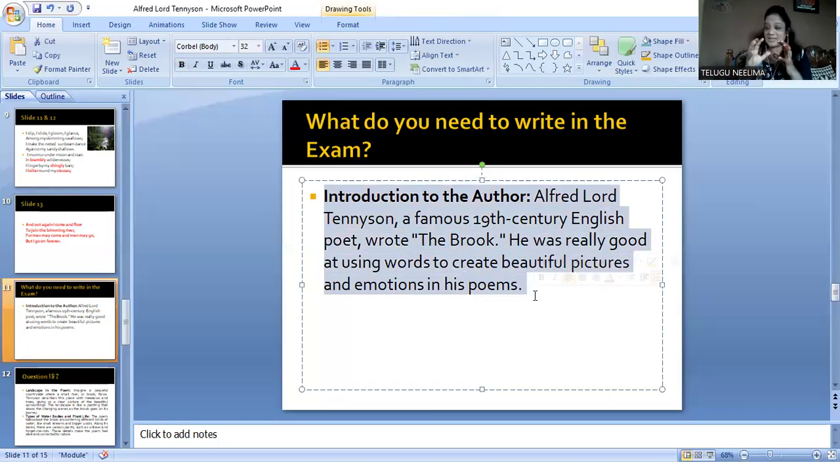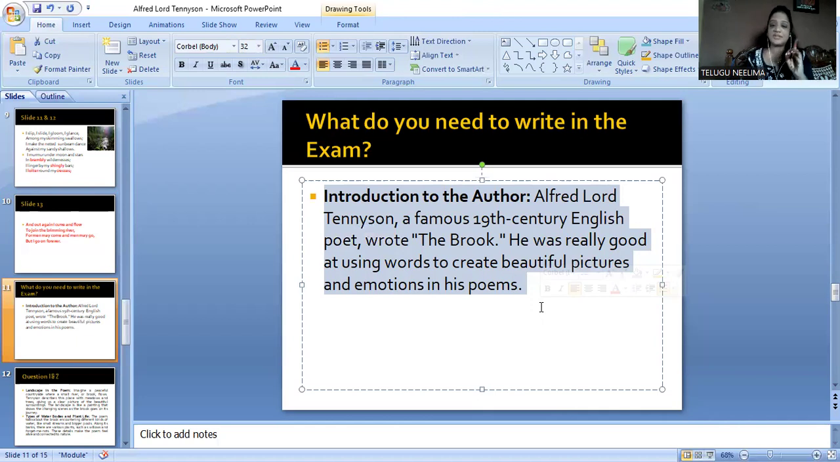I mean, your answer must be in such a way that you should write something on the introduction, the main question that is asked, and finally the conclusion, which fetches you really very good marks. Say, for example, any question from The Brook, make sure that you're writing the introduction to the author, because I believe that the question will be more of 7 marks or 8 marks; minimum it starts with 5 marks and ends with 8 marks. So write your answer according to the marks asked.